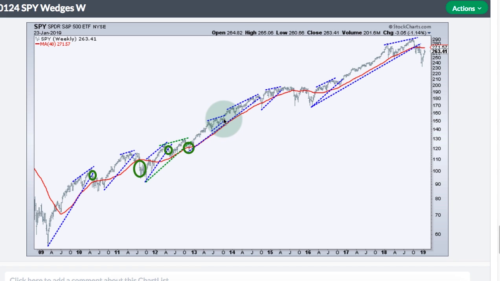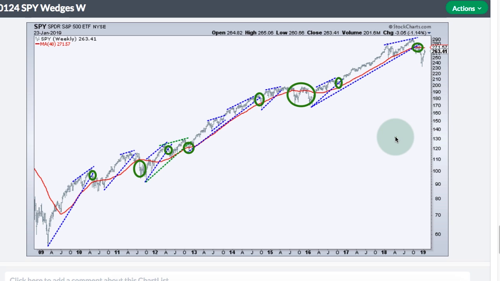Had another wedge that was never broken. We had a wedge that was broken here that didn't amount to too much. We had a wedge form, but not really a break. And then we had that mess in 2015. Another wedge break that didn't work out in August 2016. And then the biggest of all wedges here in 2016, 17, and 18, and the breakdown. So you can see that wedges work maybe half the time at best.